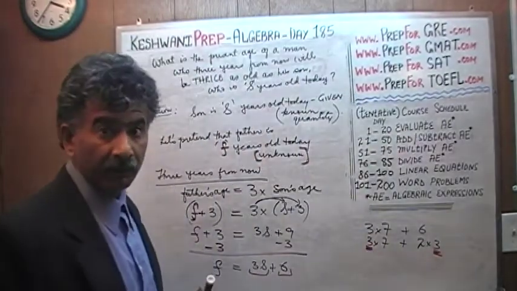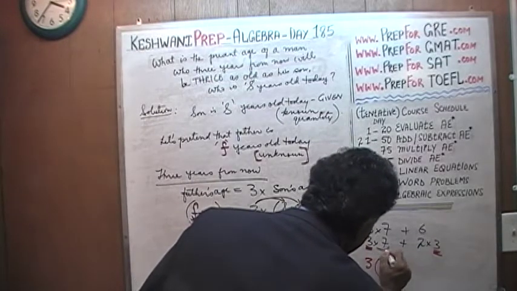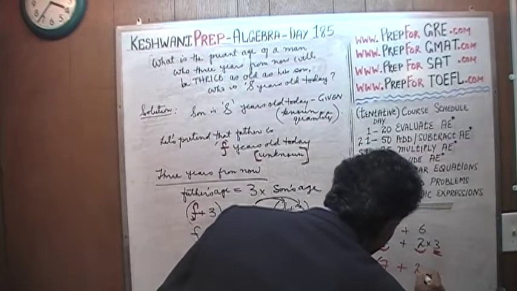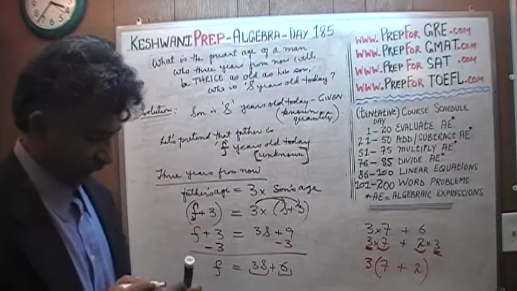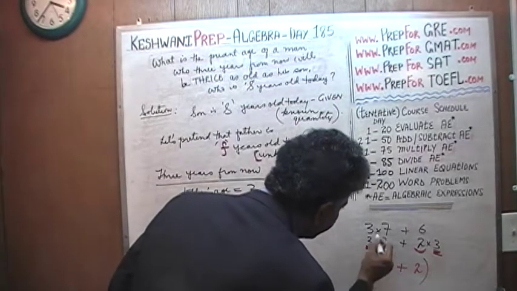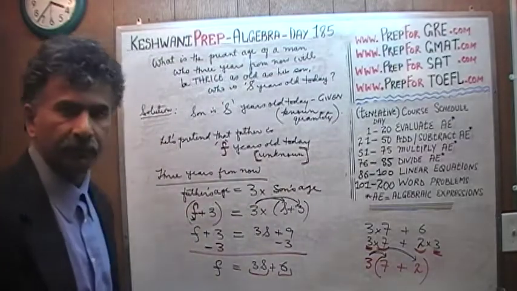We can take it out common. 3 comes outside. And what are we left with here? We are left with 7. So 7 stays in there. And what are we left with here? We are left with 2. There you go. And of course, if you were to open the parentheses, we will go back to where we were. 3 times 7, and 3 times 2. That's your 6. That's exactly what we have to do here.